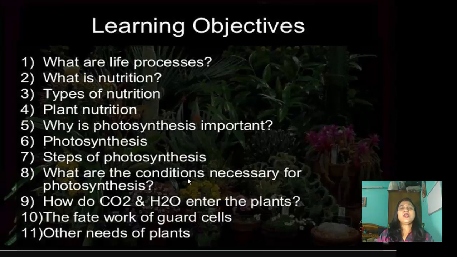Now students, what are the learning objectives? First of all, what are life processes? What is nutrition? Types of nutrition, plant nutrition, why is photosynthesis important, photosynthesis, steps of photosynthesis, what are the conditions necessary for photosynthesis, how do carbon dioxide and water enter the plants, what is the work of guard cells, and what are the other needs of plants. So in this lecture, we are going to discuss these 11 topics.